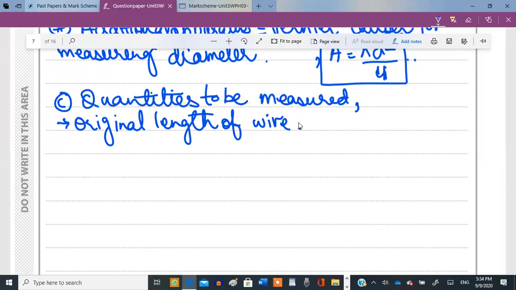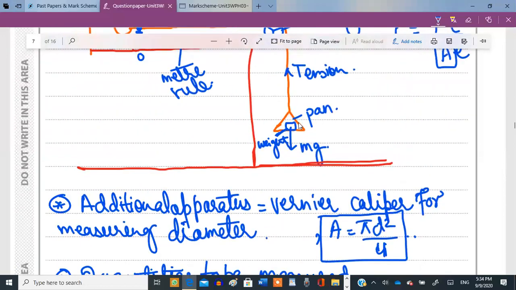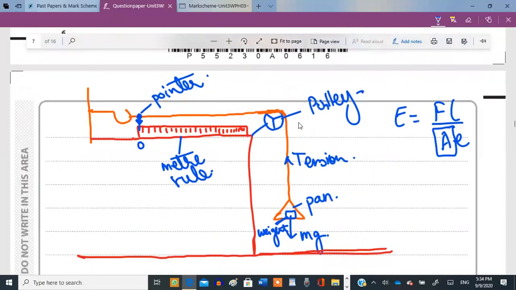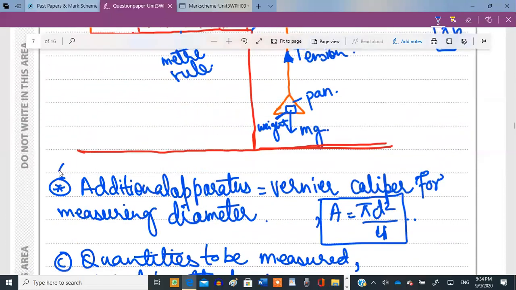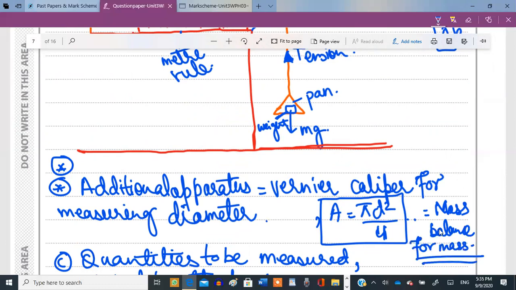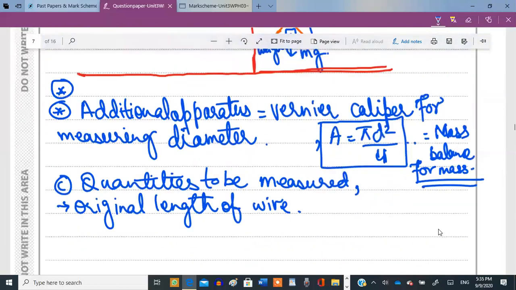Oh yes, we missed out one other additional apparatus. What other additional apparatus should we need? There's one more in this experiment. How are you going to measure the weight? Right, the mass balance or the pan balance. So you could add that, a mass balance for the mass, or the weight as well. The mass balance does measure out the weight directly.